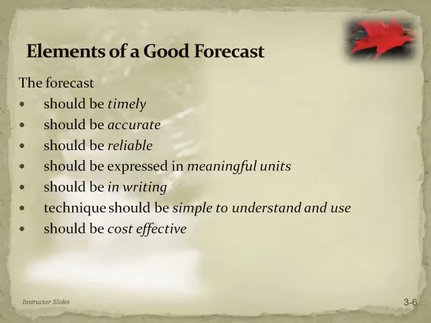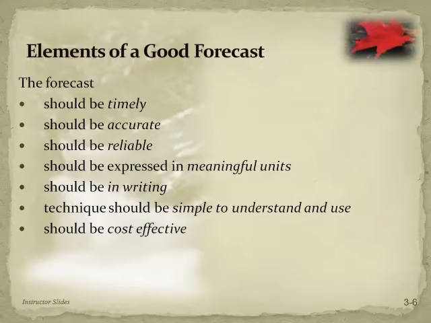So you need to forecast far enough in advance where people have adequate time to make adjustments. Of course, it needs to be as accurate as possible. Now, we said that forecasts are always wrong. That's true. But they can sometimes be fairly accurate, and that's what we're trying to do. They need to be reliable.